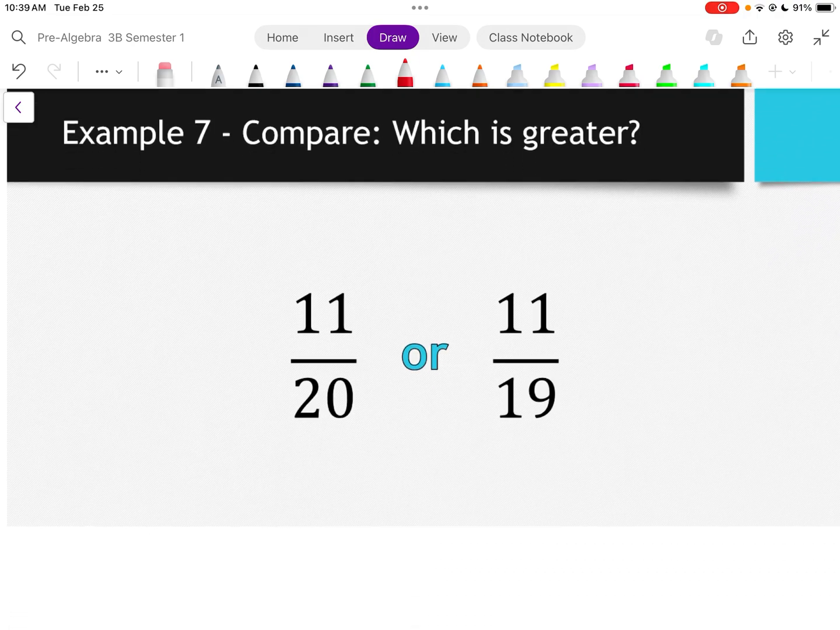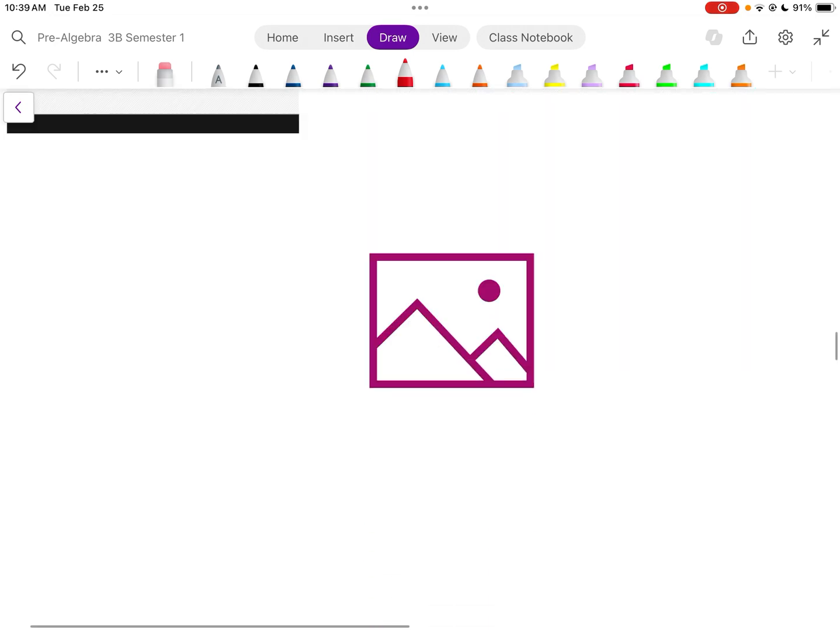All right, our next one, 11 over 20 and 11 over 19. Which is greater? And again, that's going to be 11 over 19 because it's split into less pieces. So that means the parts are going to be bigger.